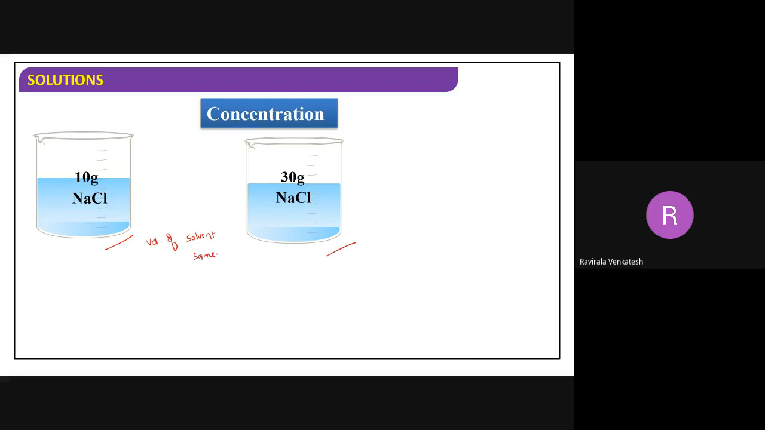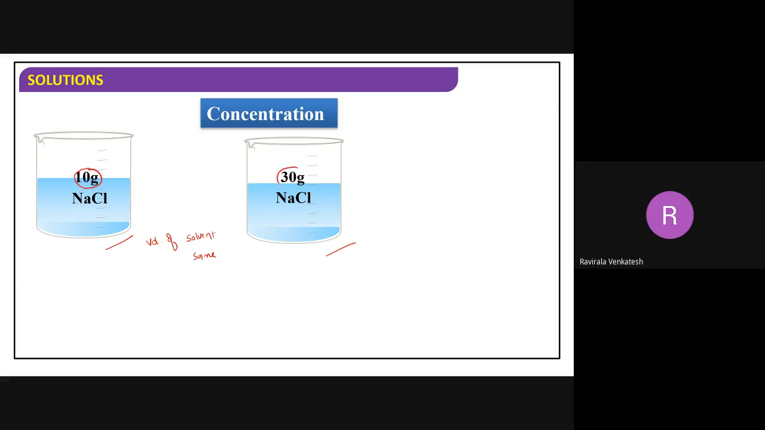What is different here? What difference are you observing here? Concentration of NaCl. The mass of solute is different. How much mass you are taking, that is different. I told you the volume of the solvent is the same. The mass of solute here is different.